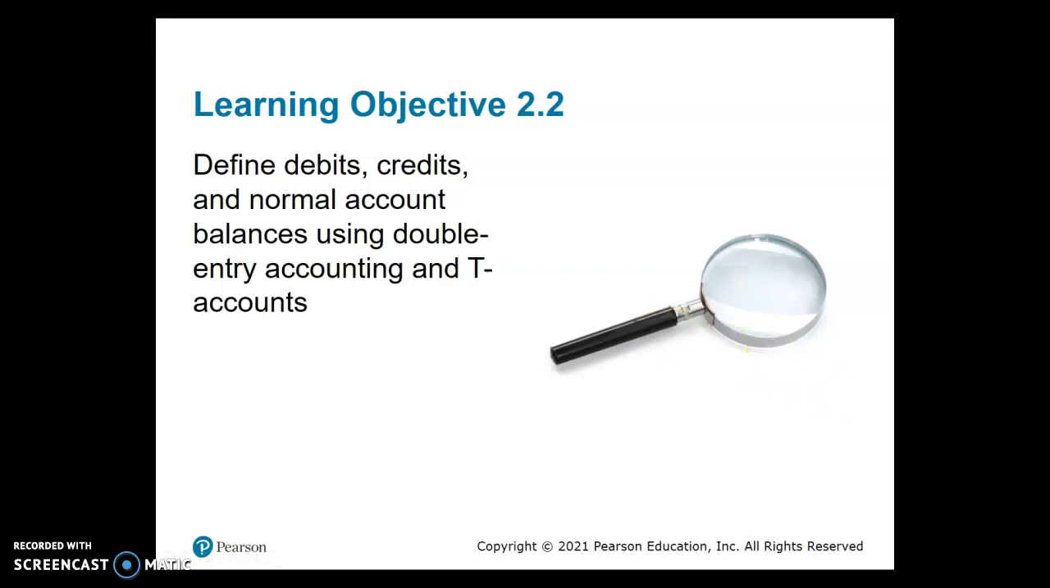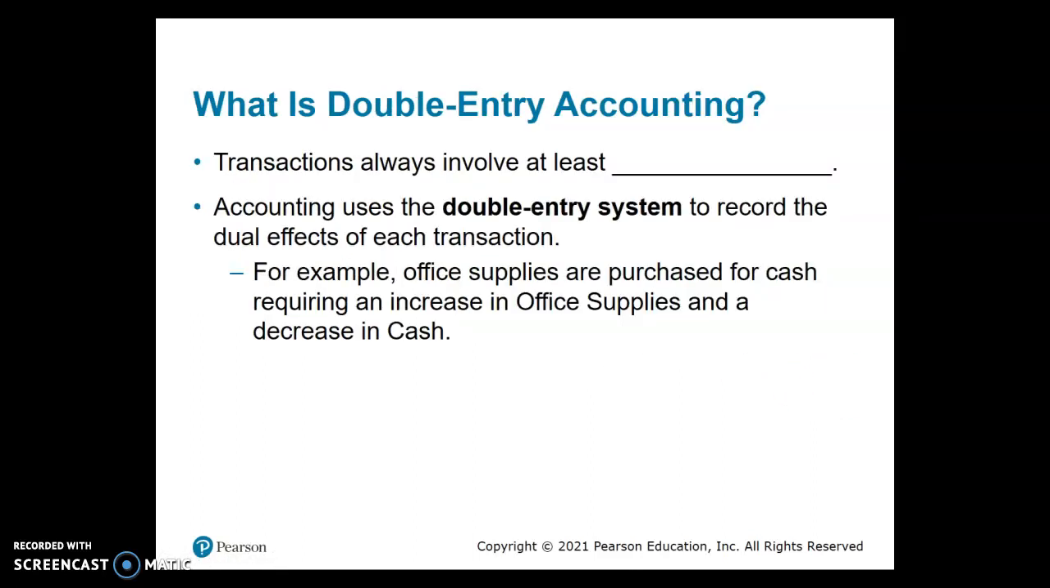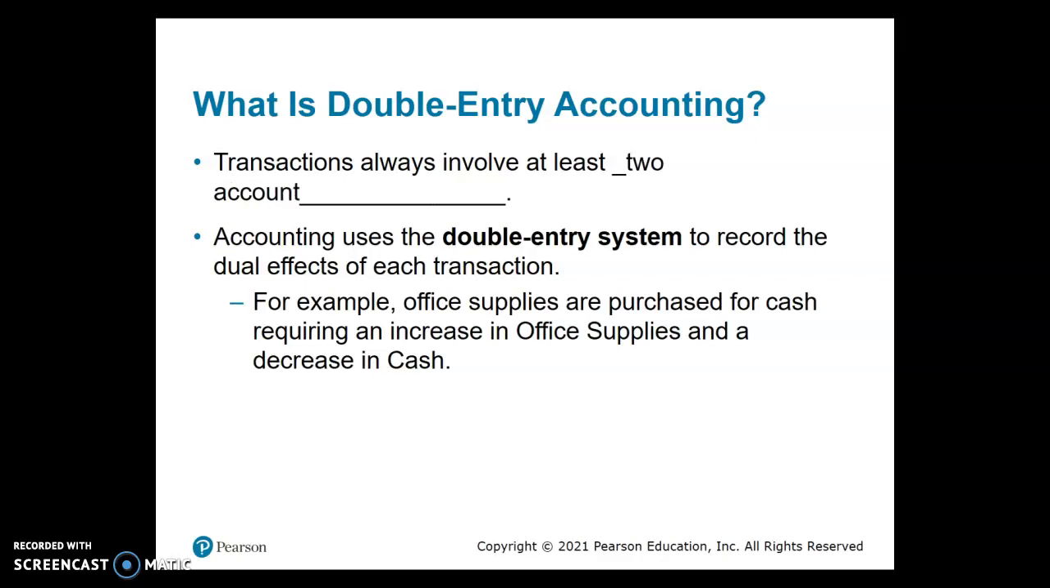So what is double entry accounting? Transactions always involve at least two accounts. You'll have one debit, one credit, at least, and they must equal. Accounting uses the double entry system to record the dual effects of each transaction.